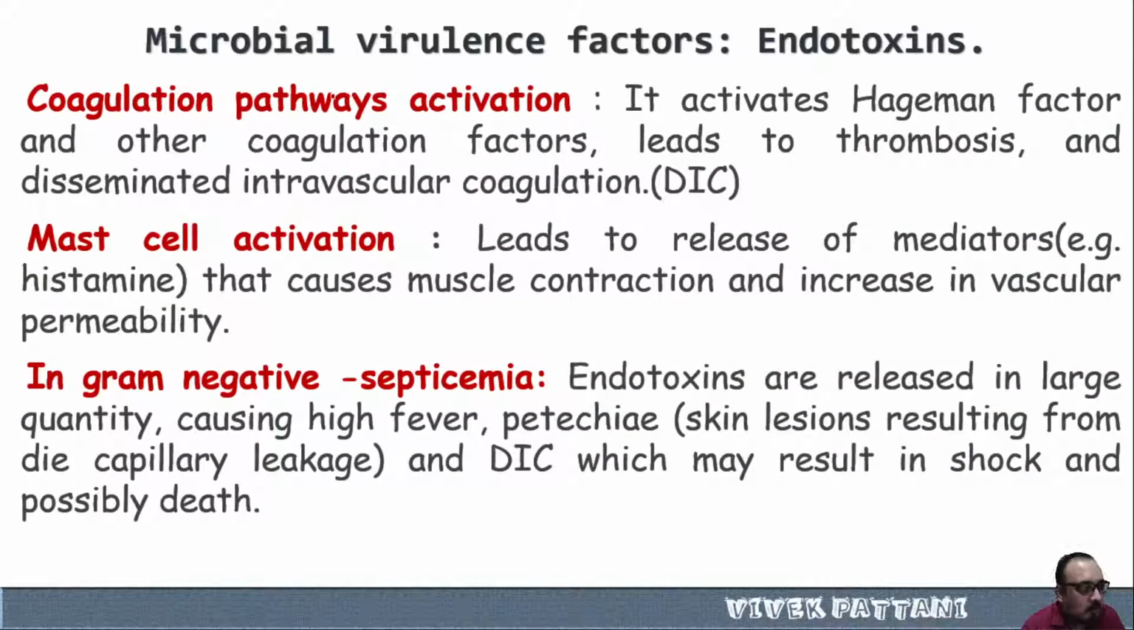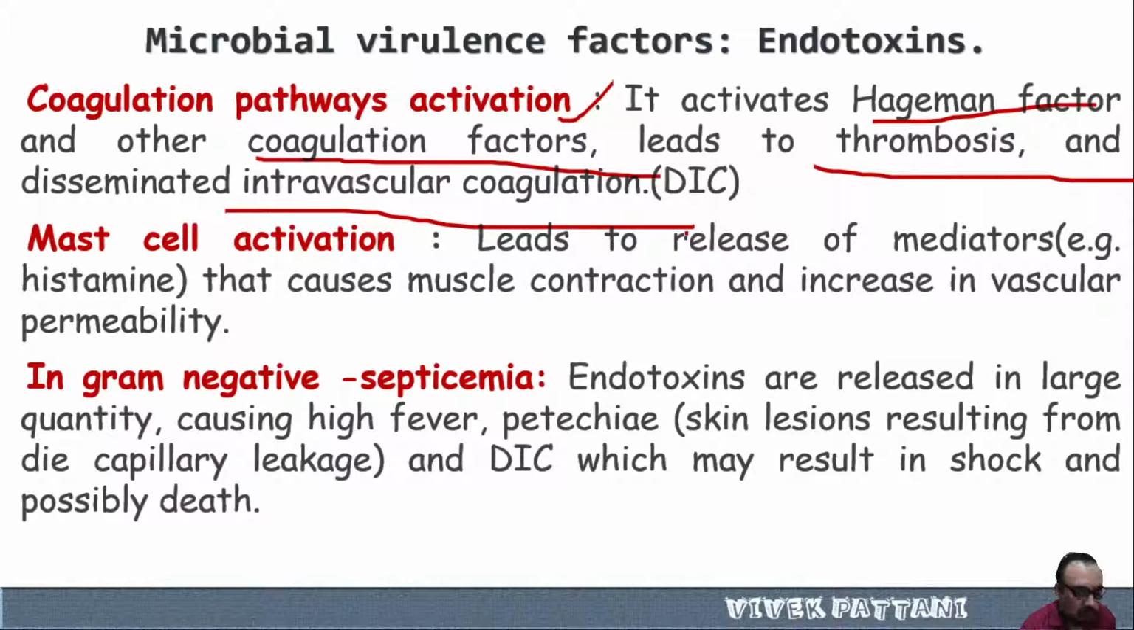Next comes coagulation pathway activation, in which Hageman factor and other coagulation factors are activated, which leads to thrombosis and disseminated intravascular coagulation. And what is Hageman factor? Hageman factor is coagulation factor number 12. It's a plasma protein and a clotting factor.